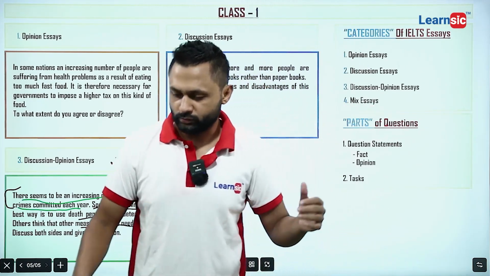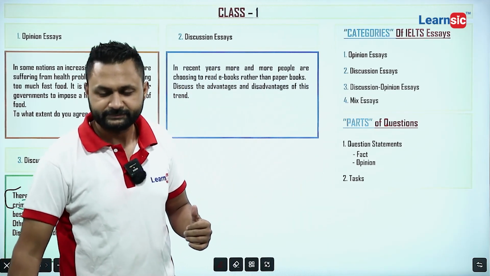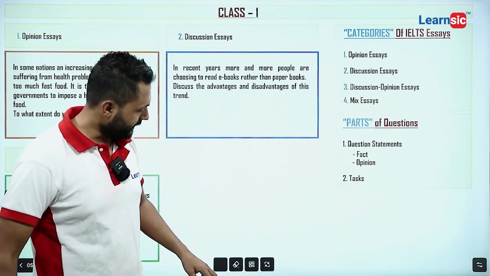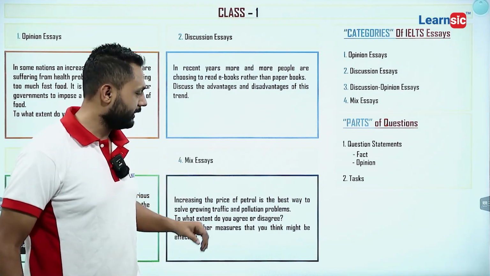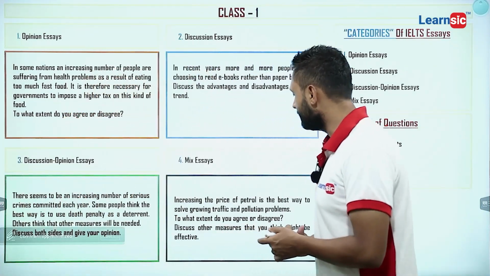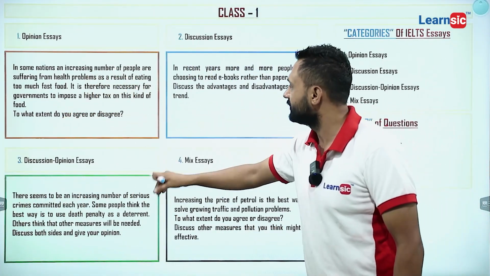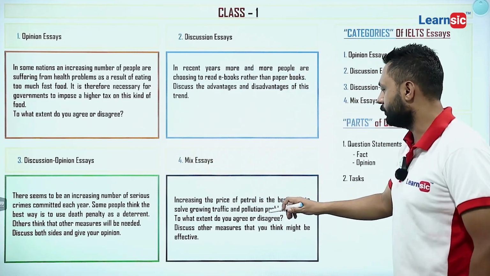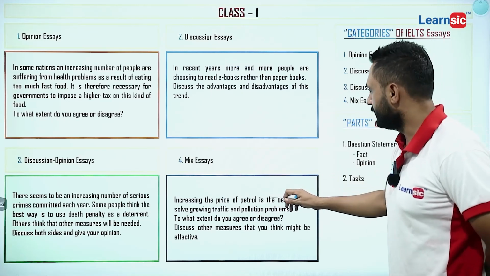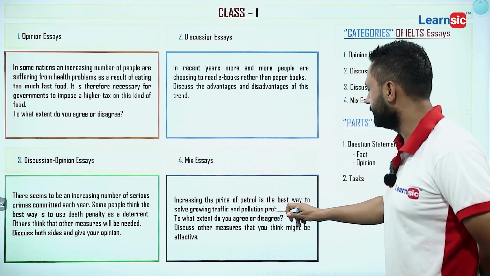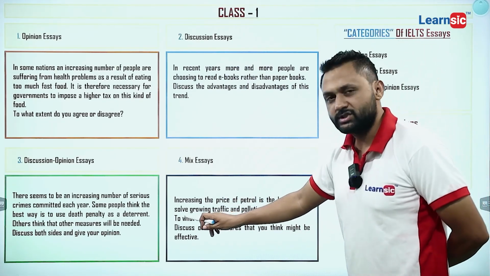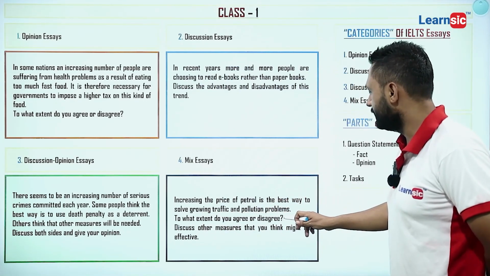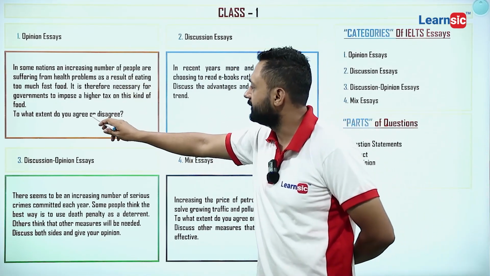Do not panic, we'll talk about this in an entire class. And there's another, that is mixed essays, right? Now mixed essays means a mix of these tasks. So there can be two tasks in this question. Let's see: increasing the price of petrol is the best way to solve traffic and pollution problems. The first task is, to what extent do you agree or disagree? See, this is an opinion task, right?